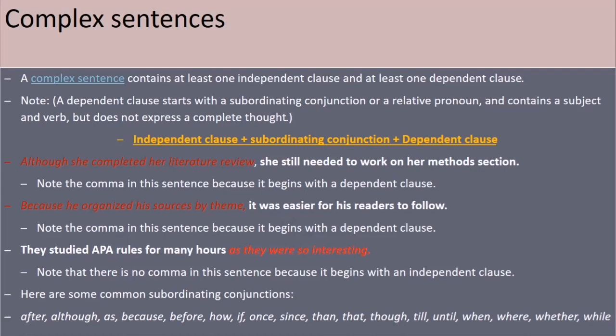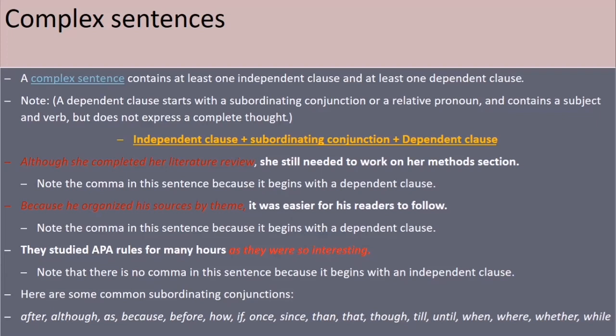Now we can easily remember the difference between compound and complex sentences: in the compound sentence, we have two independent clauses that are joined with the help of a coordinating conjunction. But in the complex sentence, we have one independent and one dependent clause that are put together with the help of a subordinating conjunction.